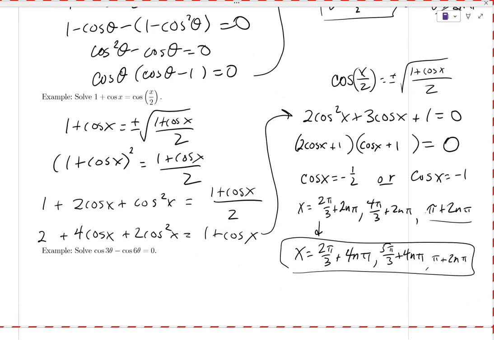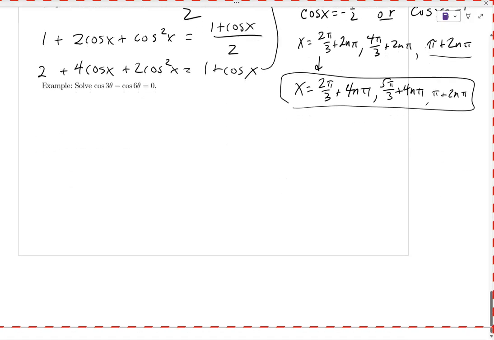Let's look at this last one, and then we'll get into some new stuff. This last one's not nearly as bad. It looks bad to start with, but it's not nearly as bad as it was. So we've got cosine of 3 theta minus cosine of 6 theta is equal to 0. When you've got mismatched arguments, I've said multiple times, we want to handle the mismatched arguments first, right? What if, instead of 3 theta and 6 theta, you had this equation to start with?